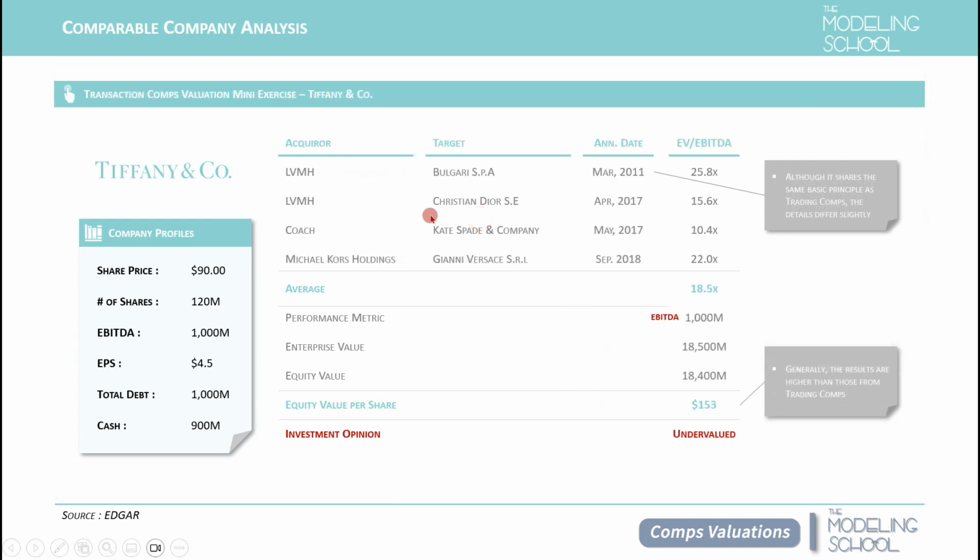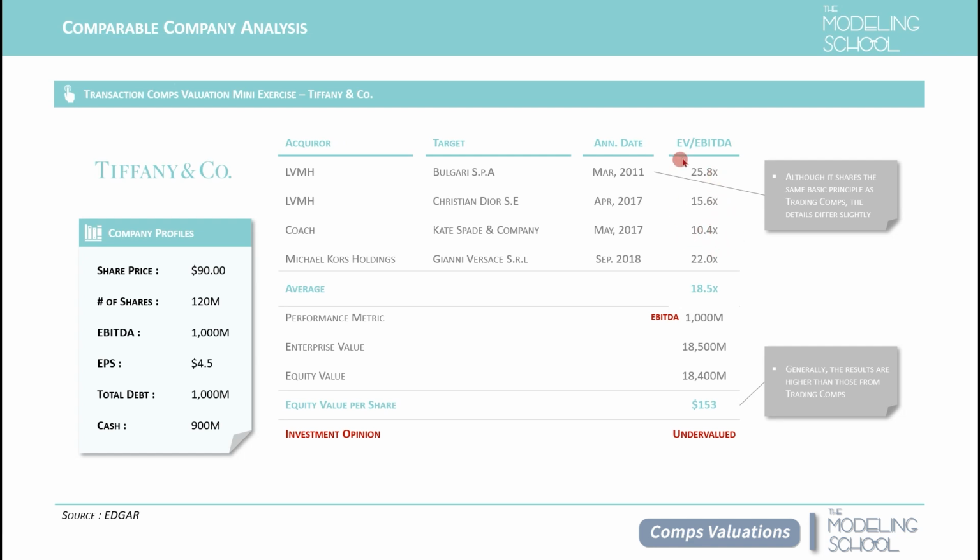The next example is transaction comps. Unlike trading comps valuation, this method doesn't evaluate companies based on their current trading prices. Instead, as you can see, we have past M&A transaction data. For instance, back in 2011, when Louis Vuitton acquired Bulgari, the deal was made at 25.8 times Bulgari's EBITDA at that time. And similarly, when Coach acquired Kate Spade, quite more recently in 2017, it was quite low. The EV/EBITDA multiple was 10.4 times.